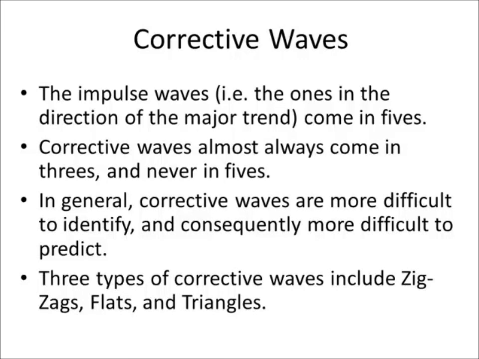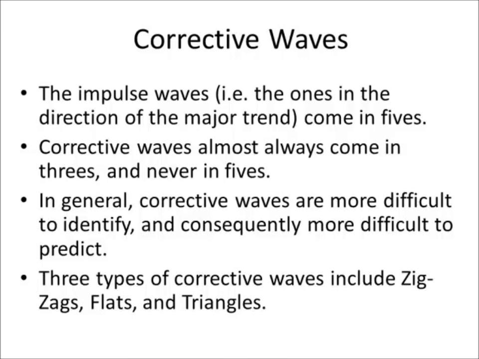So the first thing to know is that the impulse waves, that is the ones in the direction of the major trend, come in 5s, as we've seen, and corrective waves almost always come in 3s. So we're most likely to see an ABC pattern for corrective waves, and they pretty much never come in 5s.